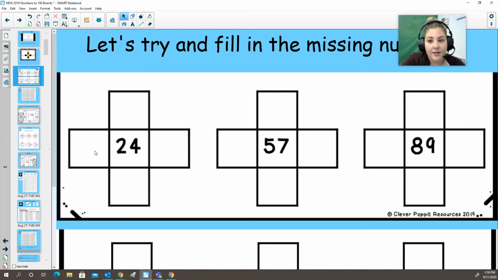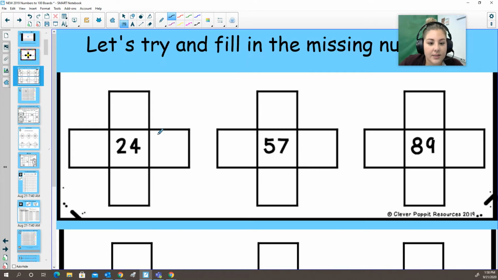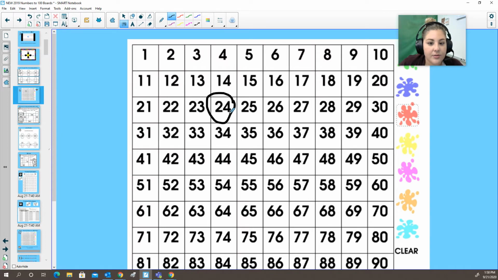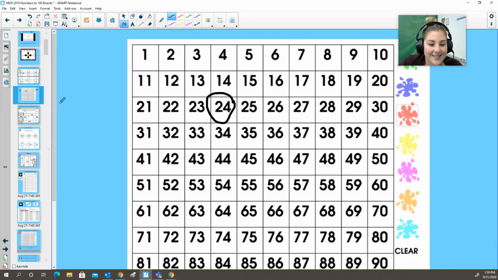So let's try and fill in the missing numbers in these patterns. So here's 24. If I go this way, it's going to be one less. So I need help from my hundreds chart. So I'm going to find 24. Here's 24. One less is to the left, 23. So I'm going to fill that in, 23. There we go. Okay, now one more. Remember that pattern? It goes to the right. So one to the right is 25. Oops, that's the wrong page. 25. Beautiful. Okay, now we're going to do 10 less. So here's 24. 10 less is 14.